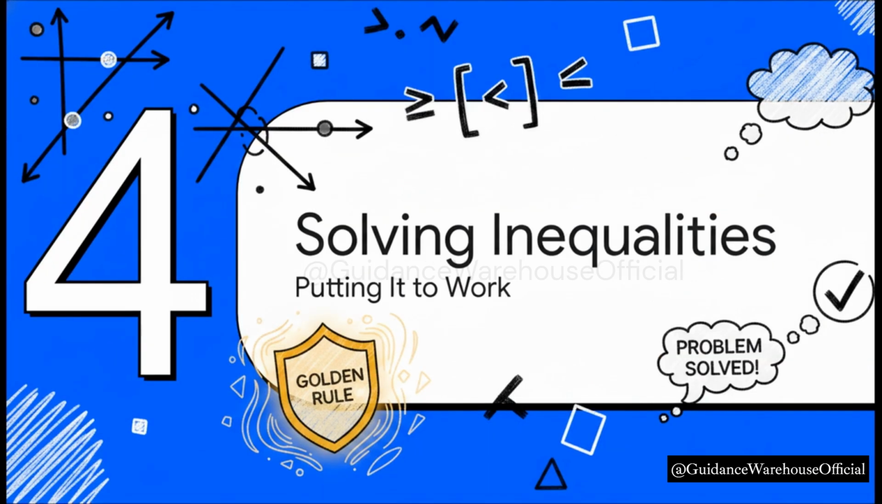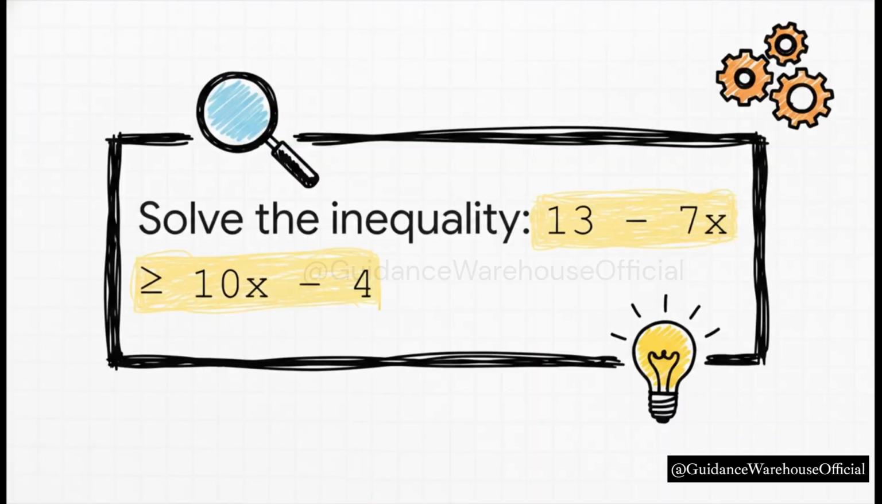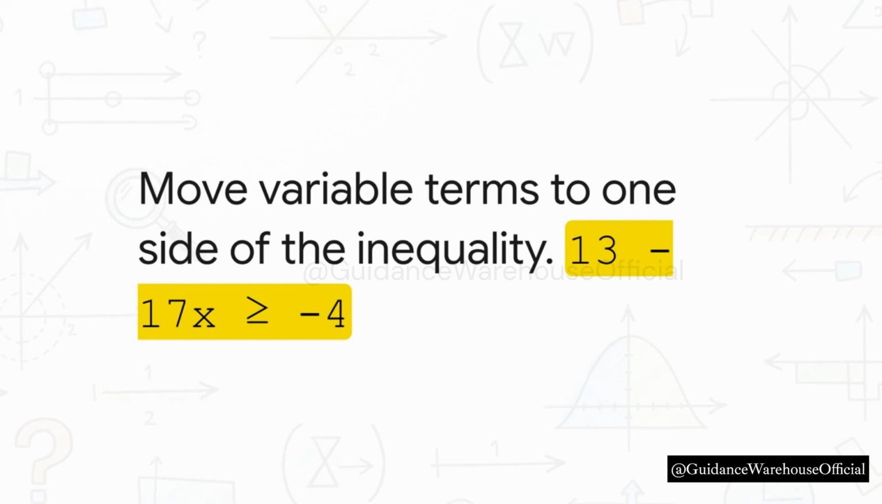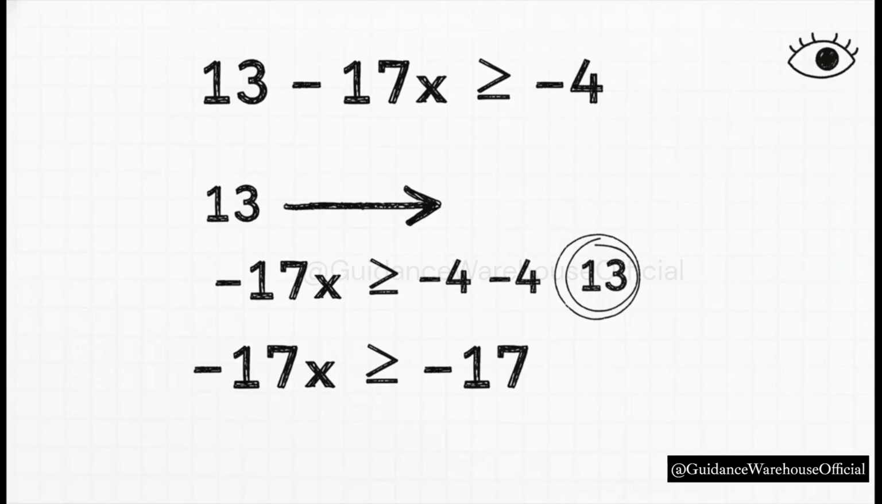All right, enough theory. Let's take our new language and our golden rule and actually solve a problem. Let's put it to work. So here's our first one. The strategy is to treat it almost exactly like a regular equation, but we're keeping that golden rule in the back of our minds, just waiting to see if we'll need it. First up, let's get all of our x terms together. So I'll subtract 10x from both sides, and that gets us to 13 minus 17x is greater than or equal to -4. Okay, next, we want to get that x term all by itself. So let's subtract 13 from both sides, and that leaves us with -17x is greater than or equal to -17.